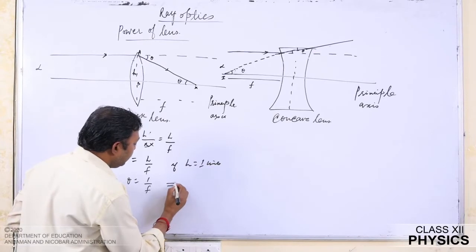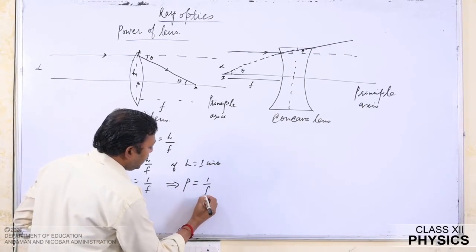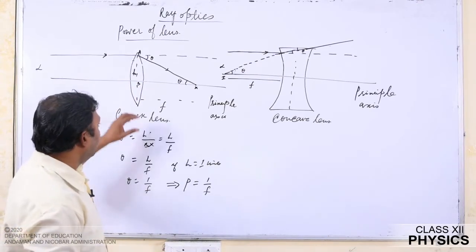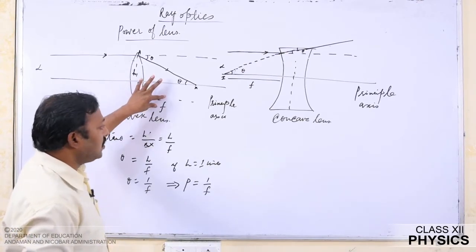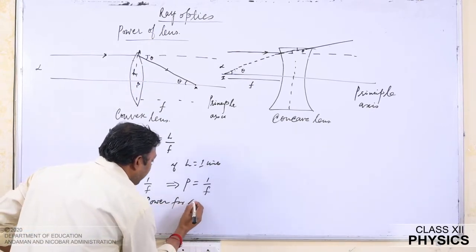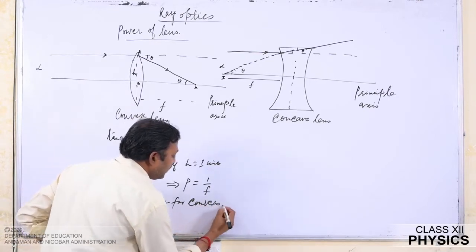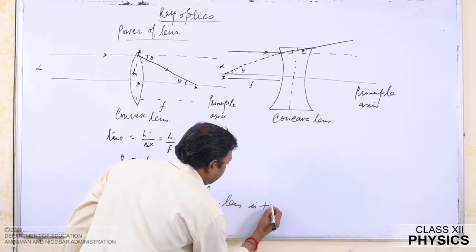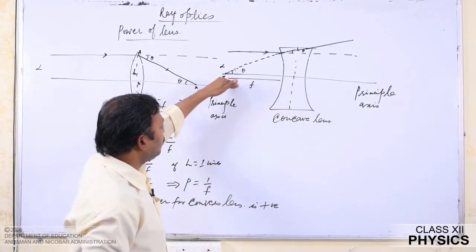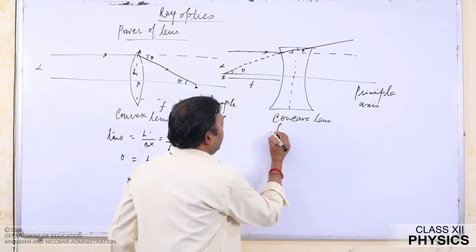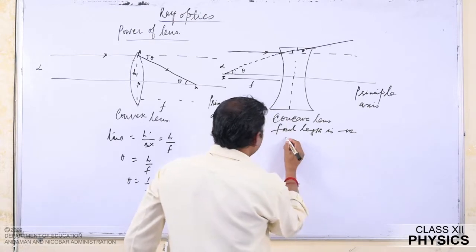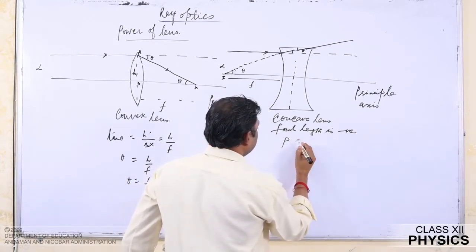So, power is equal to 1 by f. So, power may be defined as the reciprocal of focal length. For a convex lens, the focal length is positive. So, power for a convex lens is positive. And we are seeing in the case of a concave lens, we are getting a virtual image. Therefore, focal length is negative. Therefore, power is also negative.